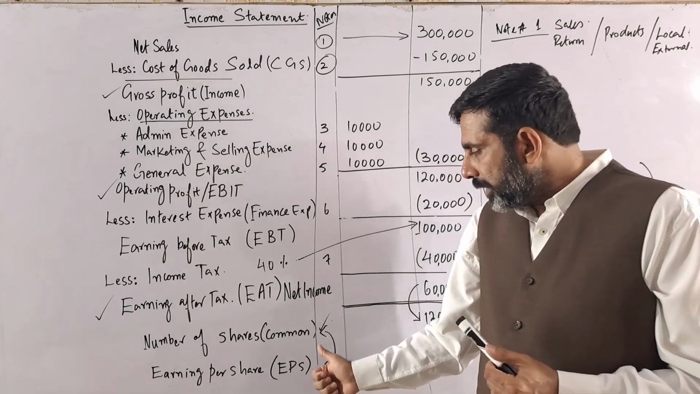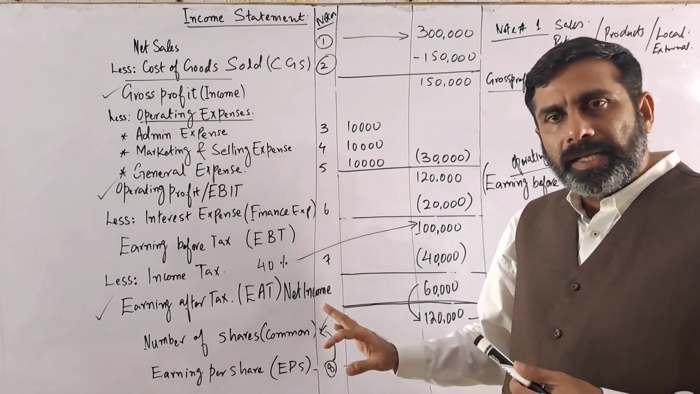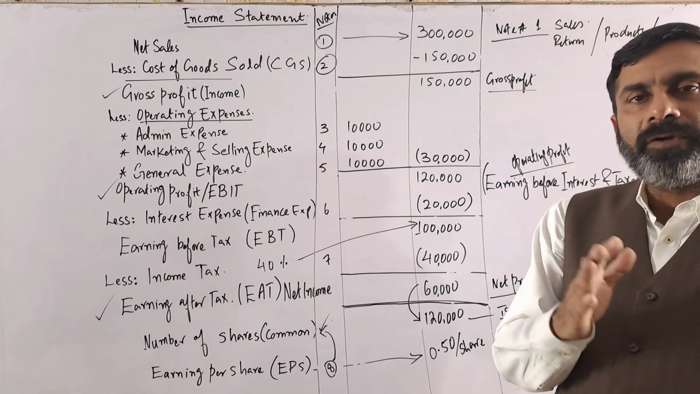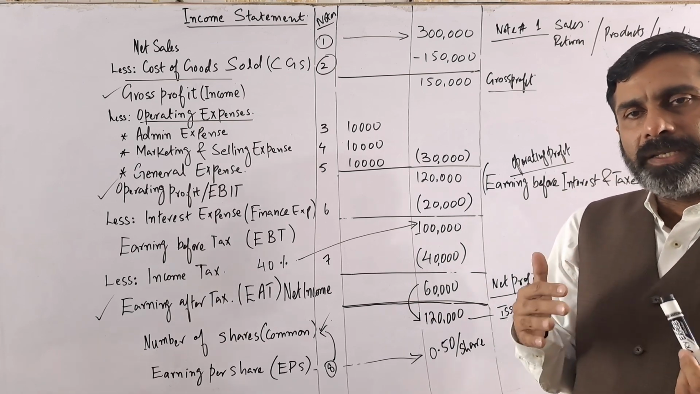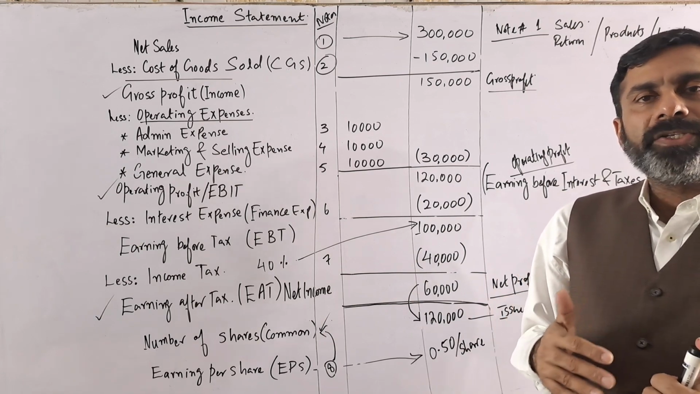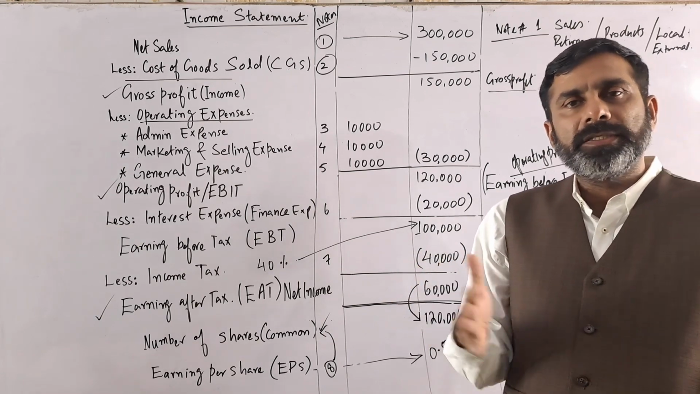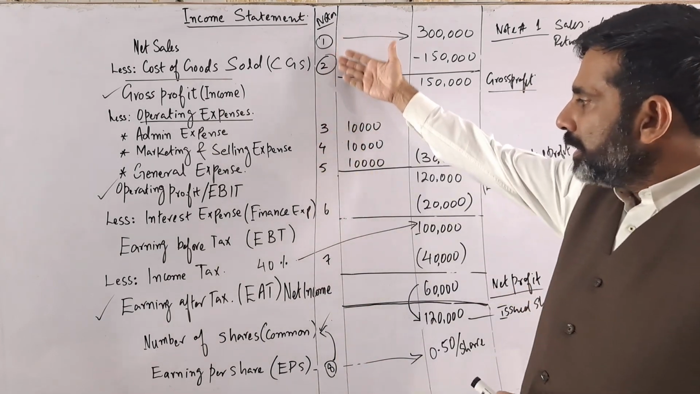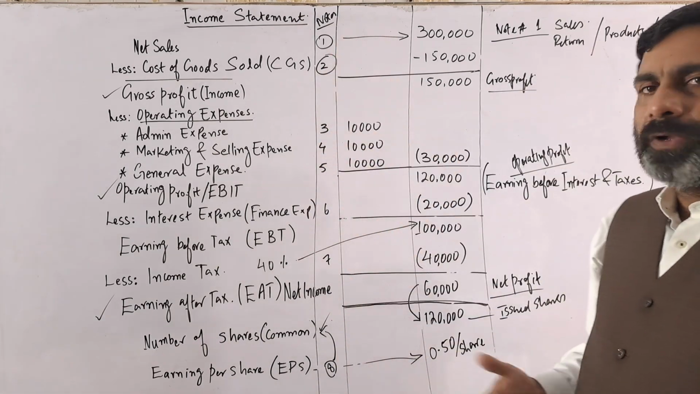So note number 8 will give you the detail about the earning per share, how it is calculated, and even the comparison with the previous year, how much the earning per share was, just to make sure whether the company's earning per share is increasing, decreasing, or constant. It will give more detail to the shareholder. So this is the format of the income statement for companies.